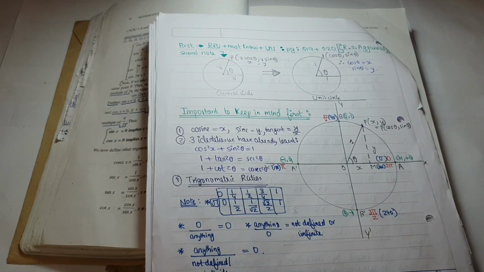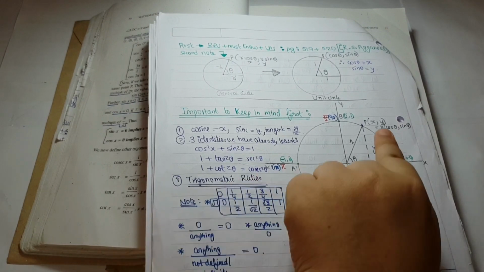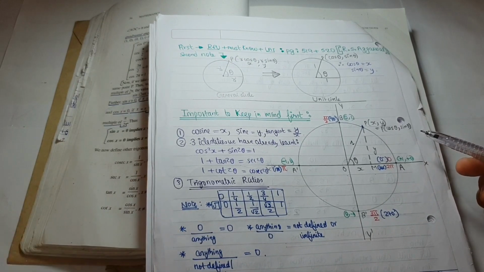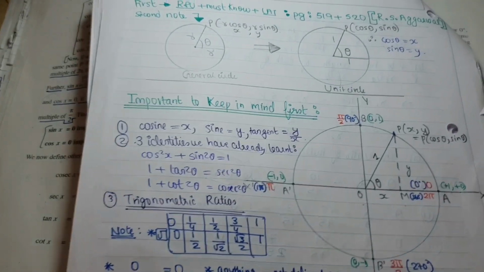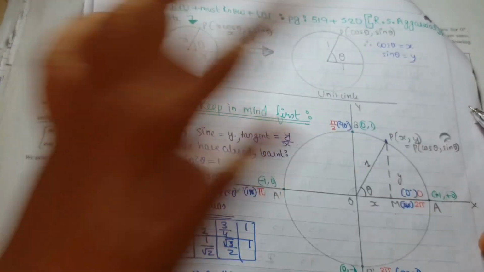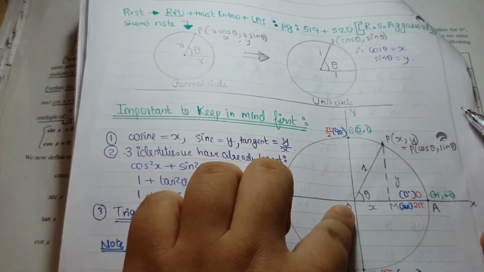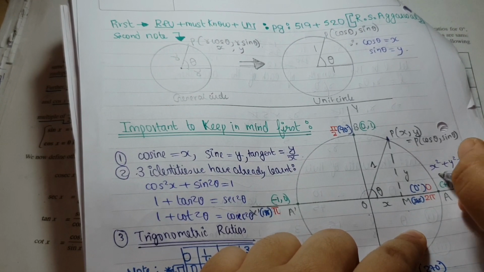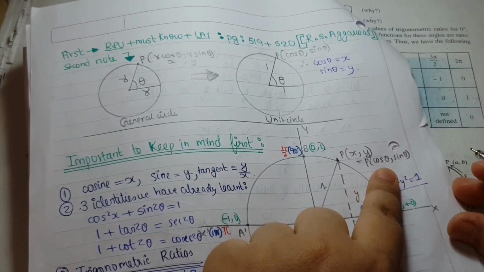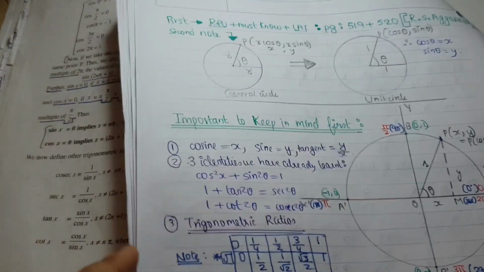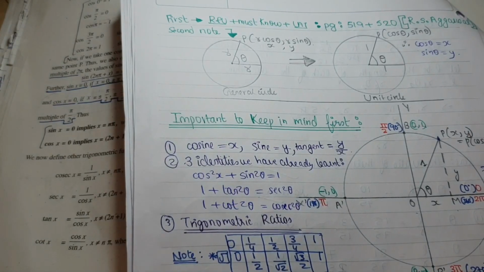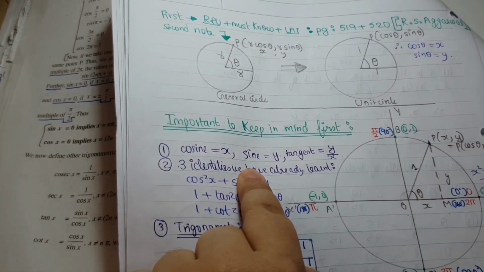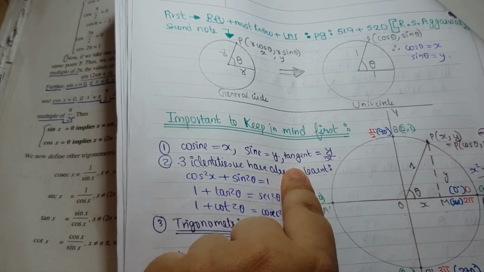Now, what else do we have here? We have taken a point P (x, y), and written P as (cos theta, sin theta). Why have I written this? If you look at the diagram carefully, I have taken this length to be x and this to be y, and this would be 1, giving us x square plus y square is equal to 1. That's nothing but cos square theta plus sin square theta is equal to 1. Always understand that in the unit circle, we always have the cosine value as x, the first coordinate, and the sine value as y, the second coordinate, and tangent will be y by x.